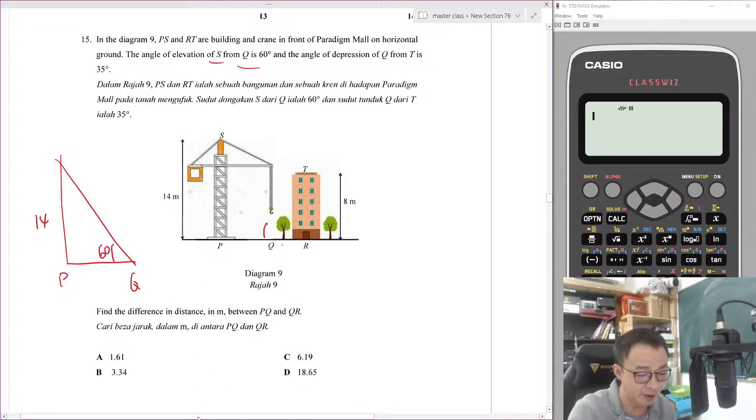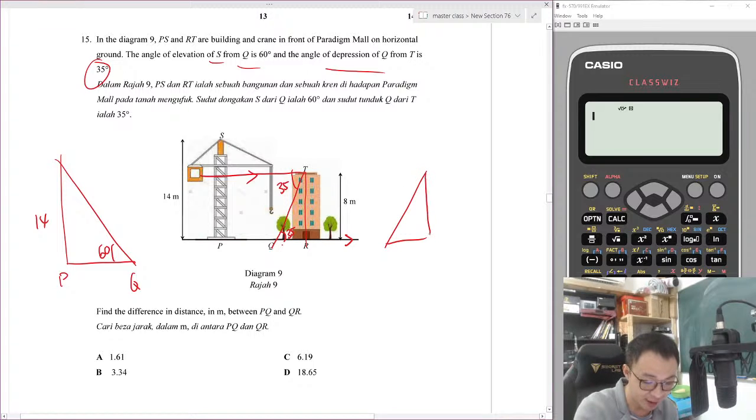Then I want to have another triangle. Angle of depression of Q from T. From T here, I look down to the Q is 35. If you write the 35 at the middle here, then you will get it wrong, because angle of depression always needs a horizontal line. Look down, this is 35. Because this line and the ground are parallel, the bottom will be 35 as well. So I have another smaller triangle, which is 35 here. This is A. This is QR.